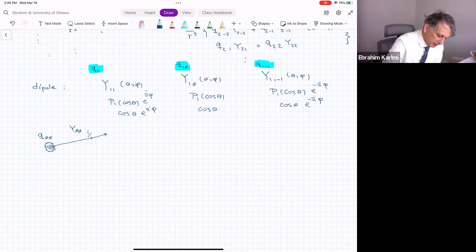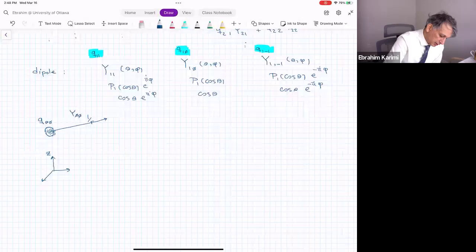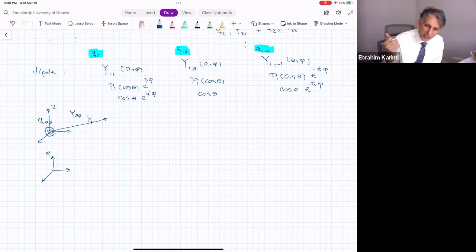What about the dipole? For the dipole term, let's say along the z direction, what happens is you have three contributions, which appear with the coefficients Q11, Q10, Q1 minus 1. The first one goes with cosine of theta, e power of i phi. The second one, the same. The third one, the same, with only a difference in phi. So it seems that the contribution you will see anywhere is going to be the projection along the z direction. Okay? Which is going to be cosine of theta.